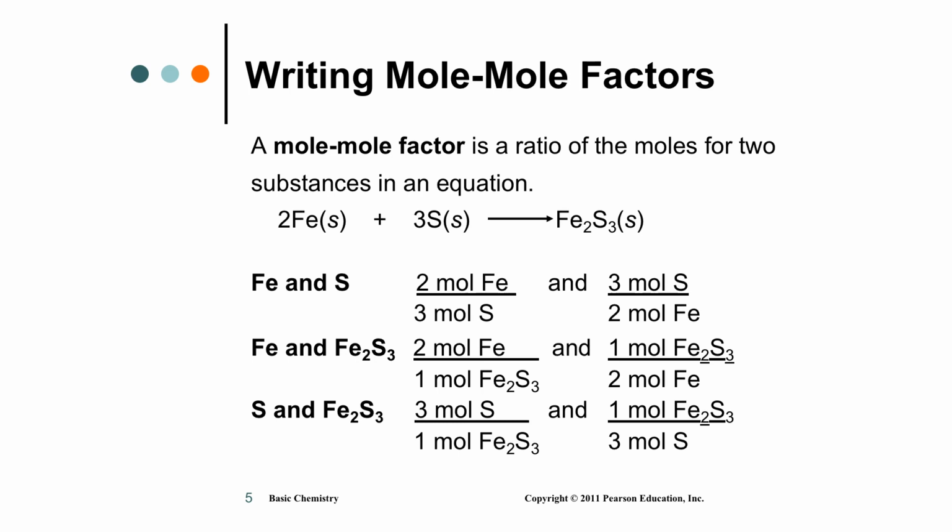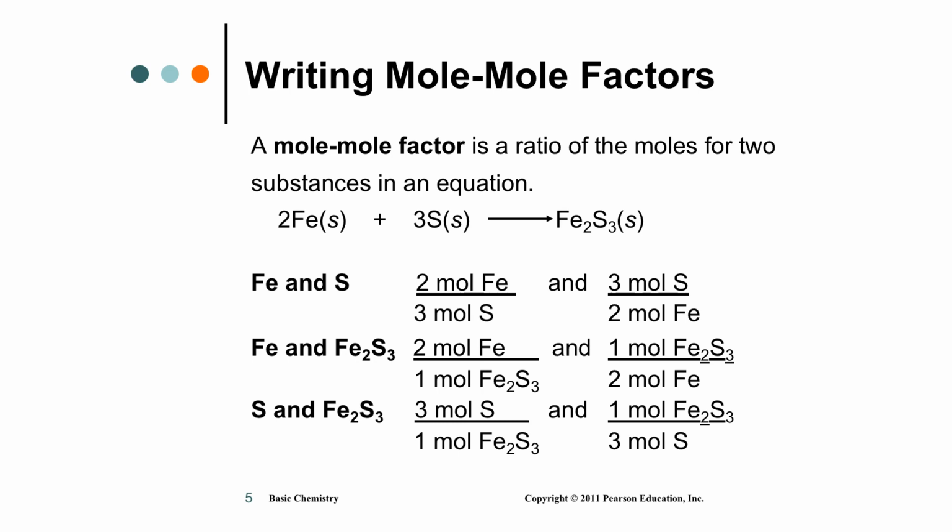Okay, how does iron relate to iron sulfide? For every 2 iron, you have 1 iron sulfide. Okay, how does sulfur relate to iron sulfide? For every 3 sulfur, you have 1 iron sulfide. That's the relationship. So for that reason, you can make ratios of equality.